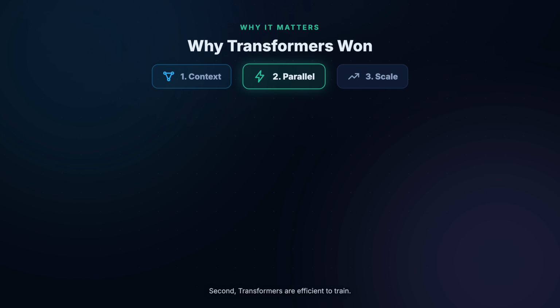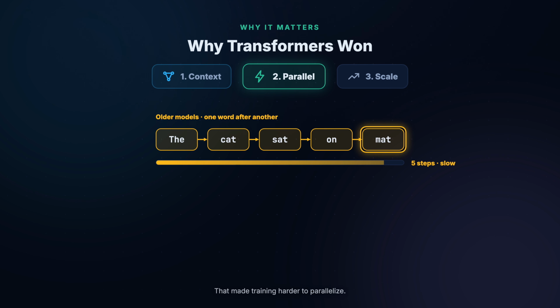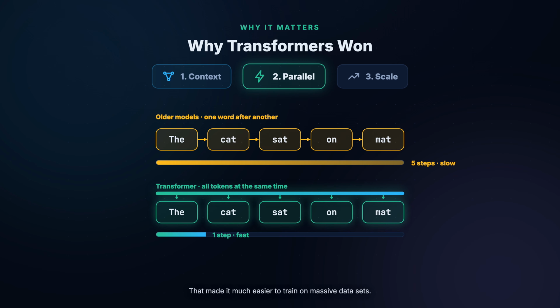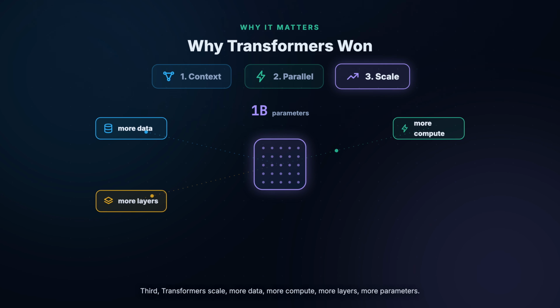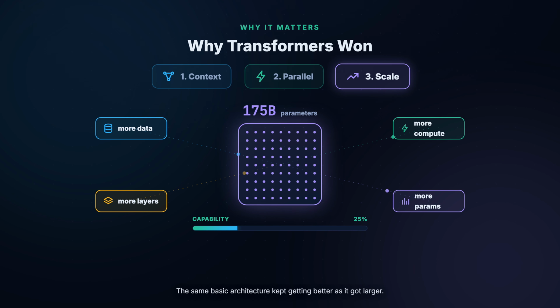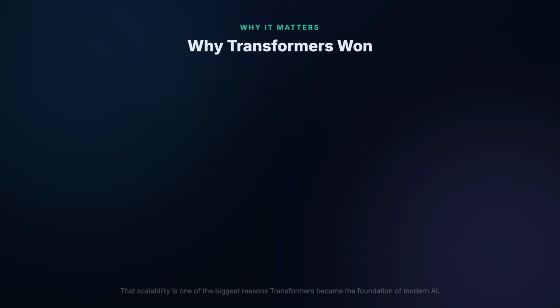That ability to build context is the first breakthrough. Second, transformers are efficient to train. Older sequence models process text step by step, one word after another. That made training harder to parallelize. Transformers changed that. During training, attention can process many tokens at the same time. That made it much easier to train on massive datasets. Third, transformers scale: more data, more compute, more layers, more parameters. The same basic architecture kept getting better as it got larger. That scalability is one of the biggest reasons transformers became the foundation of modern AI.